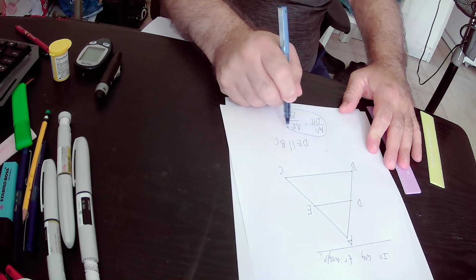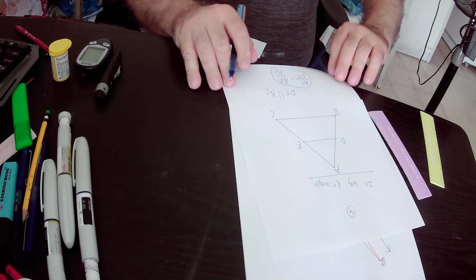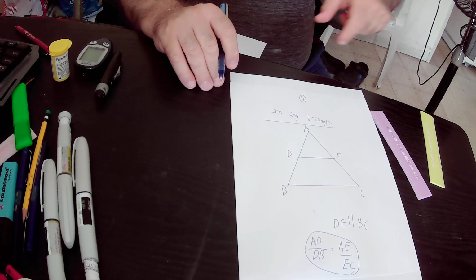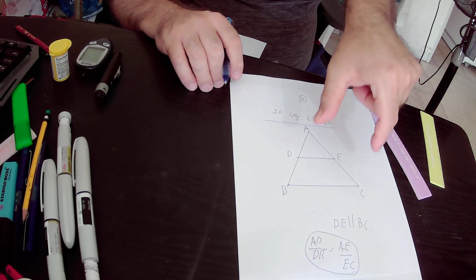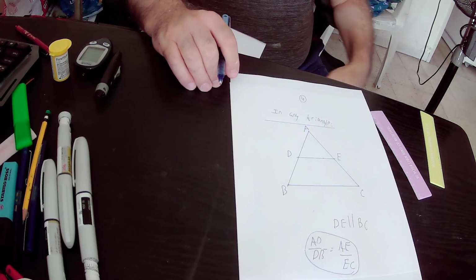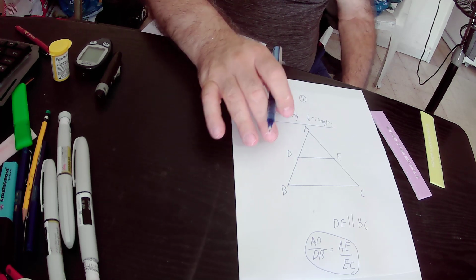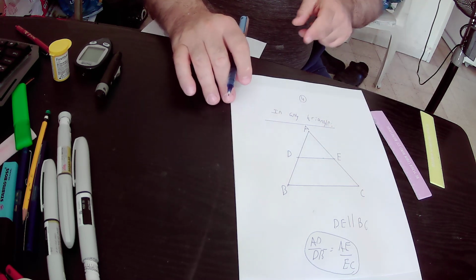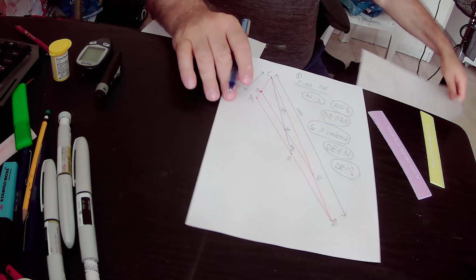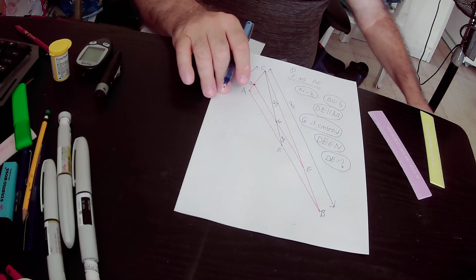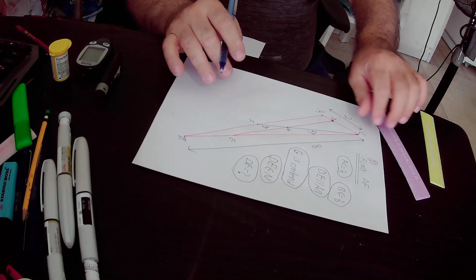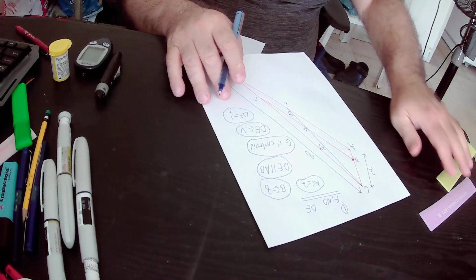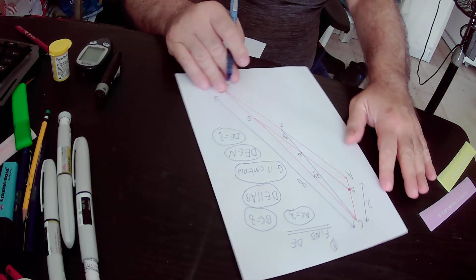Again, I will repeat the rule. The rule states that if in triangle ABC, which can be any triangle, we know that DE is parallel to BC, then AD over DB will be equal to AE over EC. And again, we can implement the second rule in our triangle.